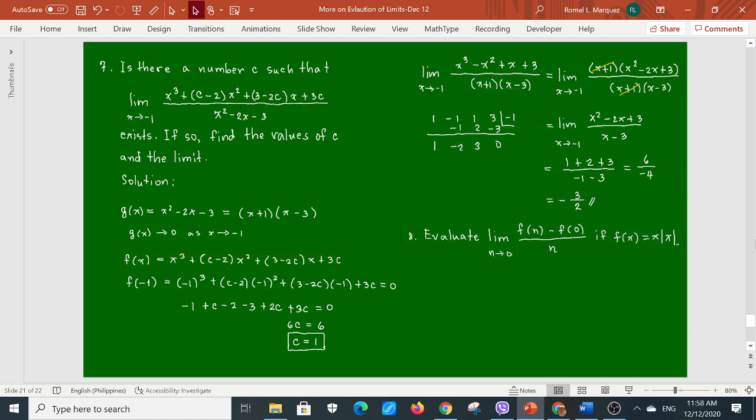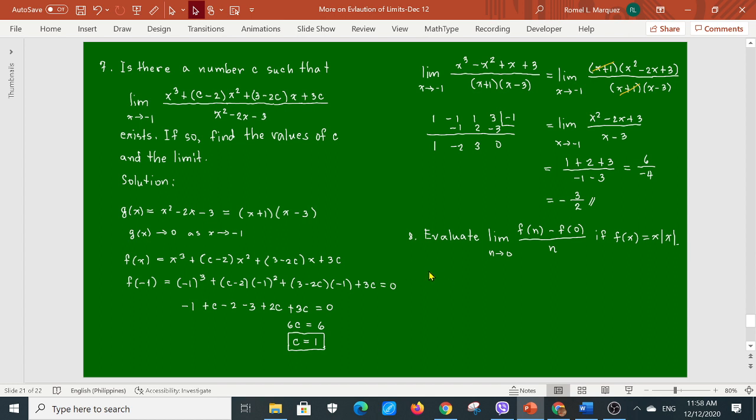So here's the question. Evaluate this limit of f of n minus f of 0 all over n as n approaches 0 if f of x is equal to x times the absolute value of x.